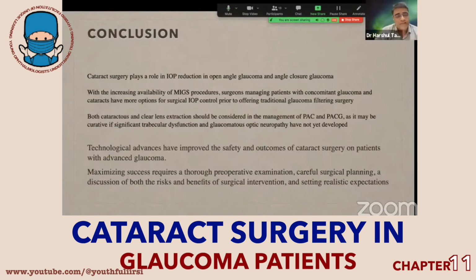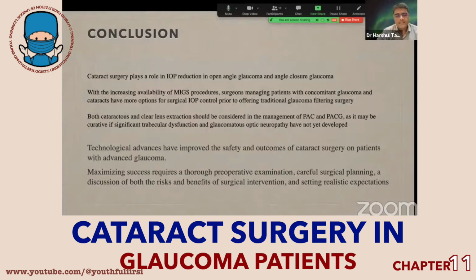So to conclude, cataract surgery plays a role in IOP reduction in open angle glaucoma and angle closure glaucoma. With the increasing availability of combined procedures, surgeons managing patients with concomitant glaucoma and cataracts have more options for surgical IOP control prior to offering traditional glaucoma filtering surgery. Both cataract surgery and clear lens extraction can be considered in the management of primary angle closure and primary angle closure glaucoma, as it may be curative if significant trabecular dysfunction and glaucomatous optic neuropathy have not yet developed.